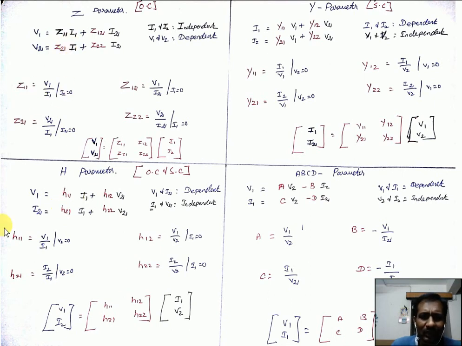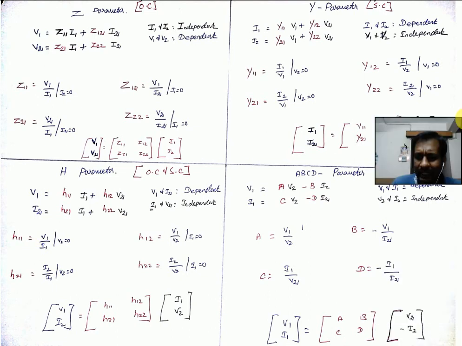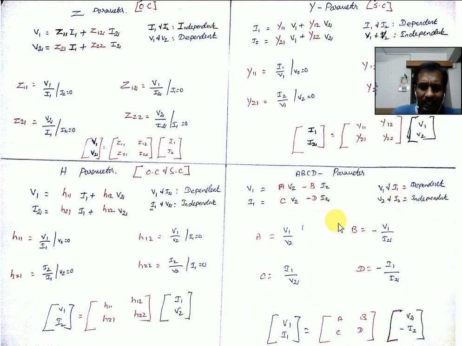Similarly, you have seen the H method. Then the next one is the ABCD parameters. ABCD parameters are similar to H parameters, but here I2 will come instead of I1. So V1 and I1, then A B C D, and V2 and I2 are the remaining.